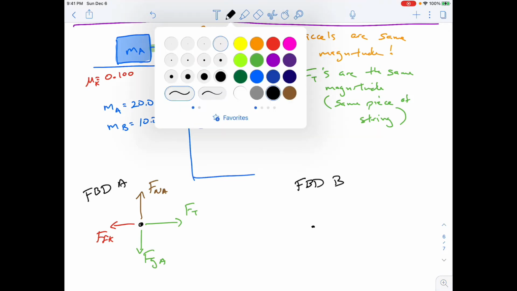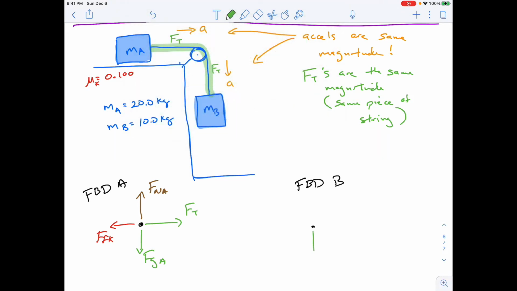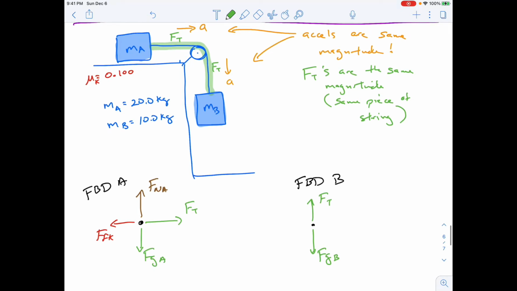The free body diagram of B is pretty easy. You have gravity pulling it downward, and it's not in free fall because the tension here is actually preventing it from falling, right? Because that tension is heading back all the way to block A.